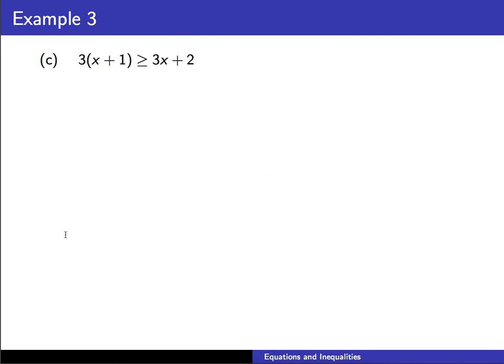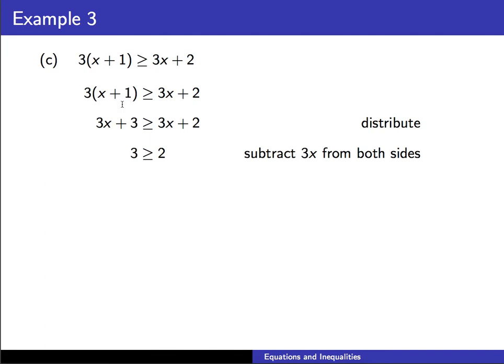All right, example C, we have 3 times the expression x plus 1 is greater than or equal to 3 times x and then plus 2. We'll distribute the 3 on the left-hand side. We get 3x plus 3 is greater than or equal to 3x plus 2. Subtract our 3x's from both sides, and we have 3 is greater than or equal to 2. Now again, our variables are gone. This is a true statement. Because it's a true statement that 3 is greater than or equal to 2, that means any value we want to plug in for x will make the left side greater than or equal to the right side. So our answer is all real numbers.